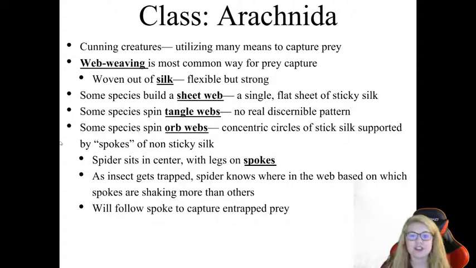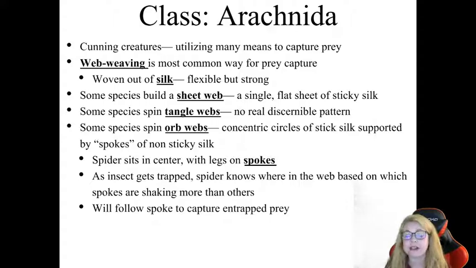All right. And so arachnids, they are what your book is calling very cunning creatures. They utilize many different means to capture prey. You're probably familiar with the first and biggest one, which is web weaving. You've probably walked through one at some point in time. I hate that feeling more than anything. When you are walking through somewhere and all of a sudden you feel the web on you, oh, gives me the heebie-jeebies. Anyways, there are actually several different types of webs.